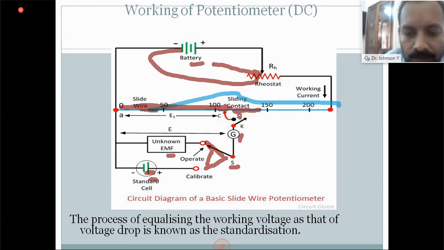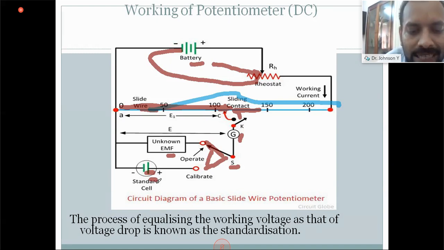So what happens there? Then the current through this galvanometer is 0, because one end of this galvanometer is connected to this key and thereby it connects to the slide wire, and the other end of this galvanometer is connected to the standard cell, and the other ends of both the standard cell and the battery are connected to a common point here.